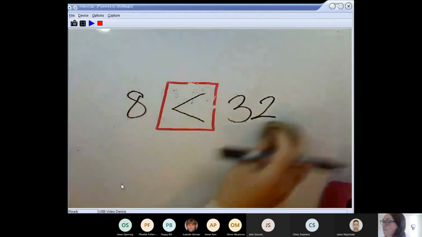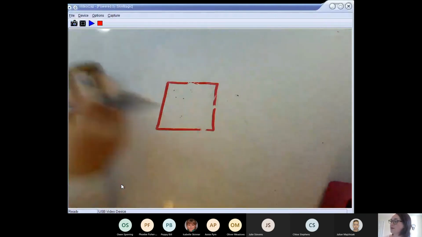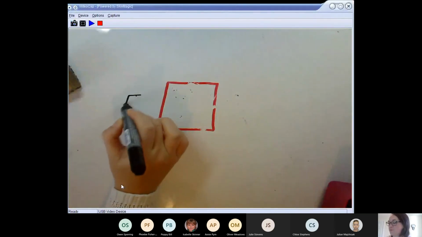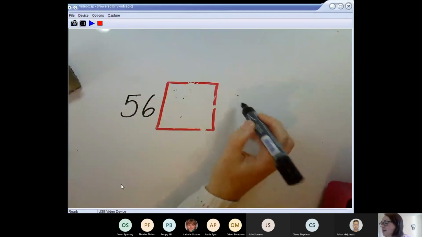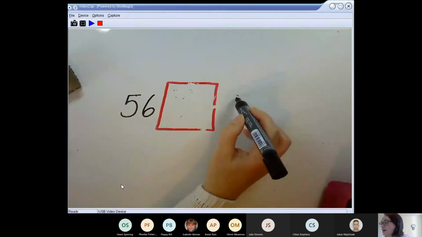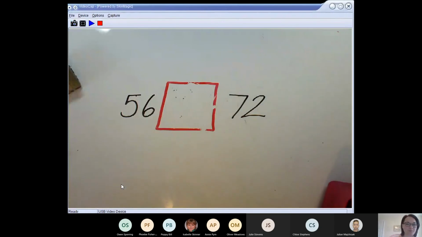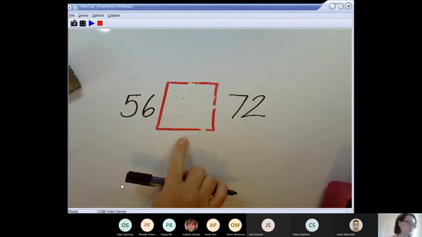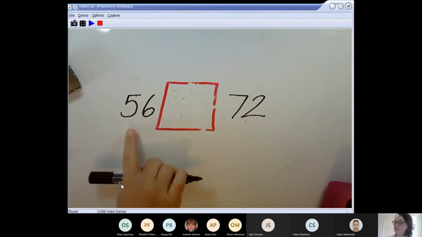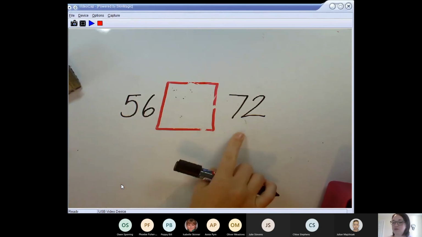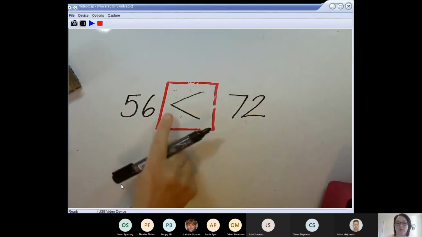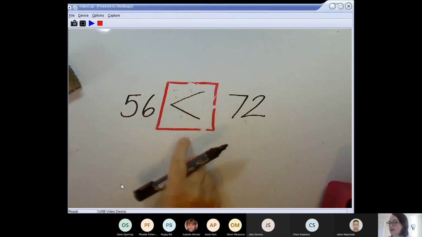We'll do a couple more of these. I've done them both now, so who knows which one I shall choose next. I'm going to have the number 56 on that side and 72 on that side. Say the statement, filling in the box, and then think about which way round that sign has to go. 56 is less than 72. The less than sign is this one here with the little bit coming first. 56 is less than 72.